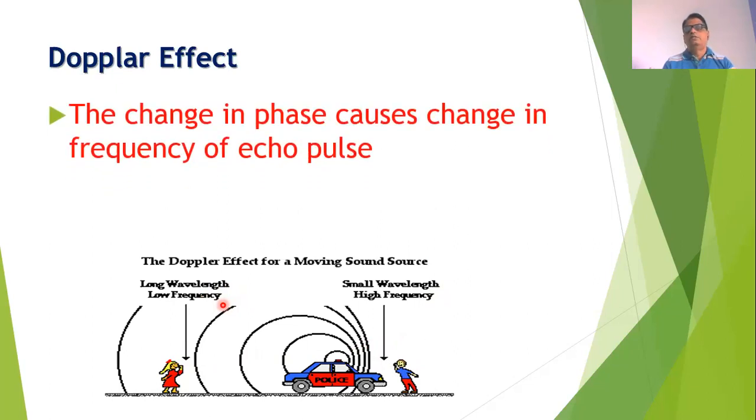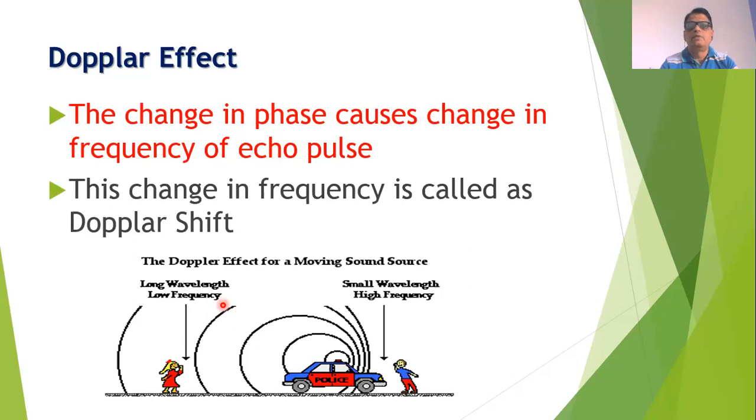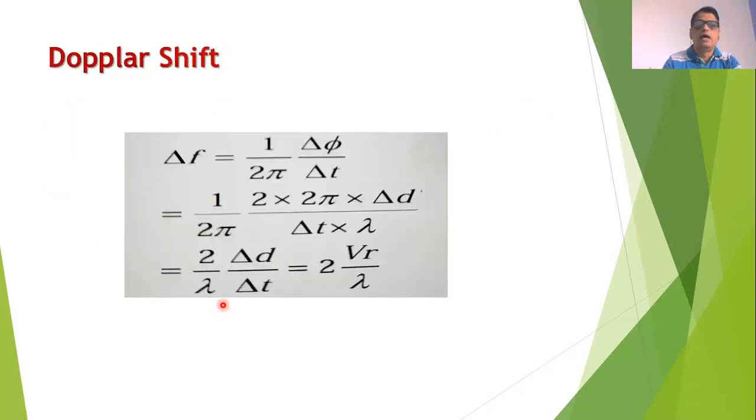The change in the phase of the reflected echo pulse occurs because there is a change in the frequency of the echo pulse, and this change in the frequency is called a Doppler shift. This concept of Doppler shift is used in the moving target indicator radar system. Now if you want to calculate this change in the frequency, it can be easily calculated as shown in the next slide.